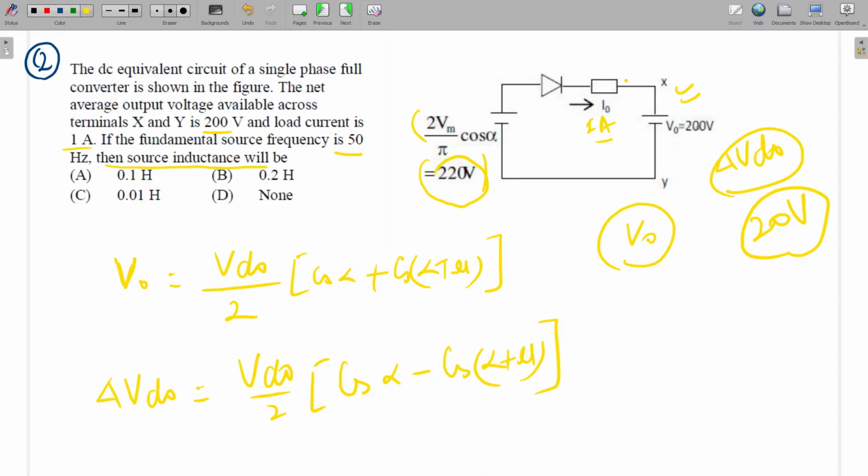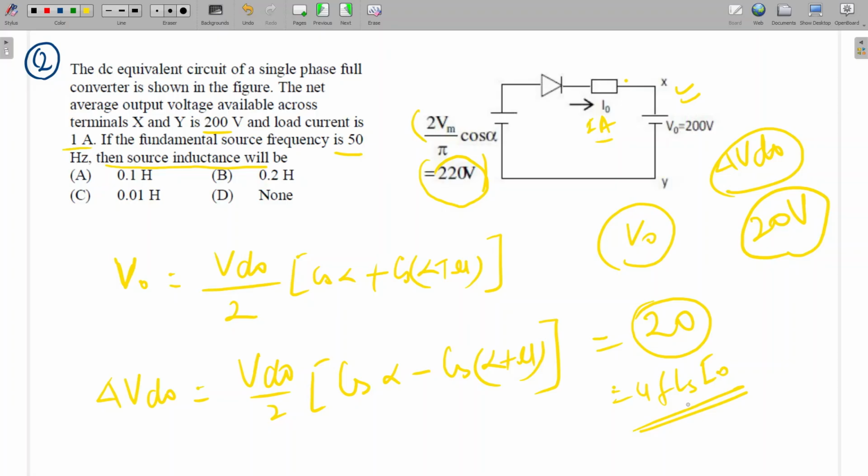Output voltage we are getting at this one. The drop is 20 volts. So this we should equate with 20. Is that clear? So what should be the alpha value? From here we can calculate alpha also. One second. This 1 ampere is there, no? See, this drop we got already. So what is the value of this one? 4 f L s I naught. Only I naught is given.